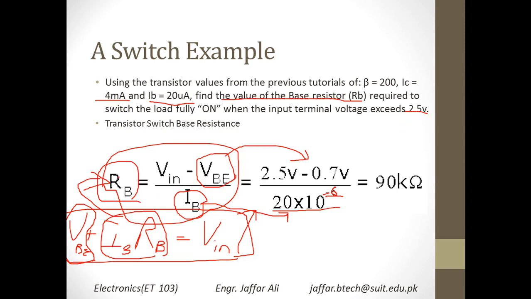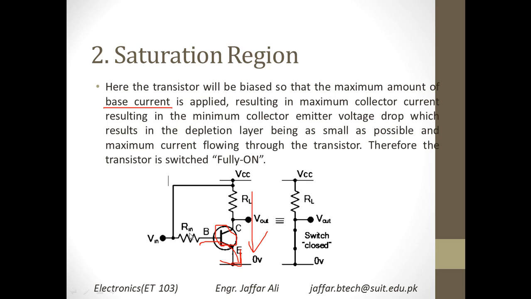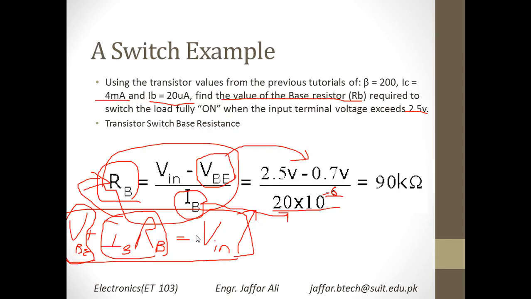So how much resistance? Because I have told you that using this resistor, you can control the switch as open or closed. So it means that the value of RB is of really great importance. So how can you find the value of RB? By using this equation, you can easily find the value of RB, and it turns out to be 90k.